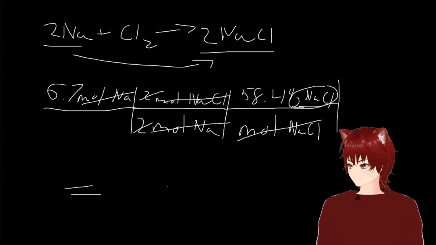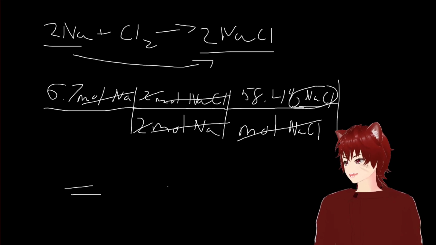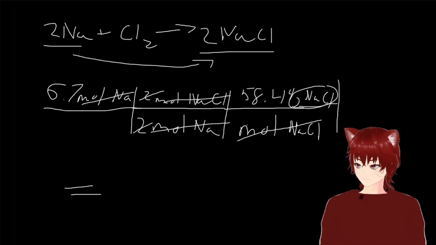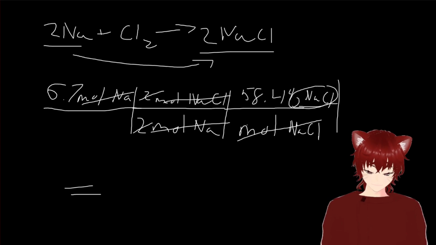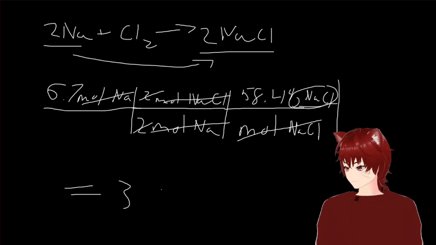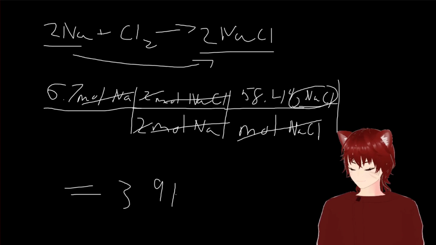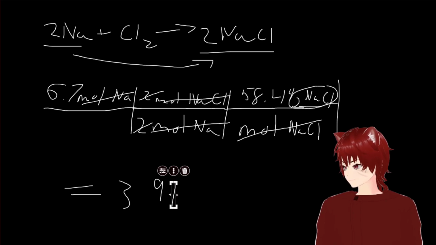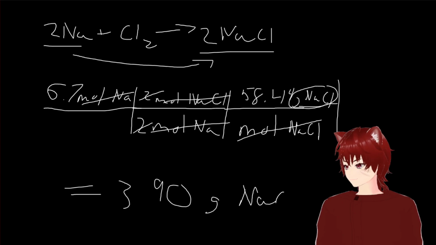And now we can do 6.7 times 58.44 to get our final answer. So 6.7 times 58.44 equals 391 grams of sodium chloride. If you are rounding to significant figures, we would only have 2 in this problem because this is the lowest amount. So that would end up being just 390 grams of sodium chloride.